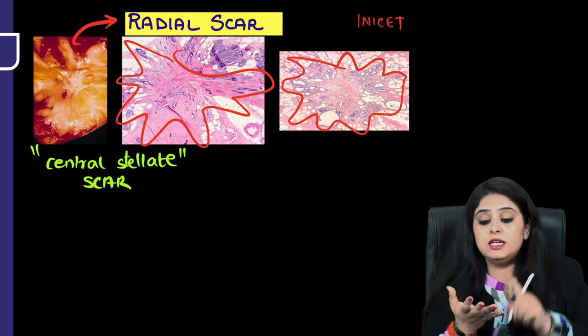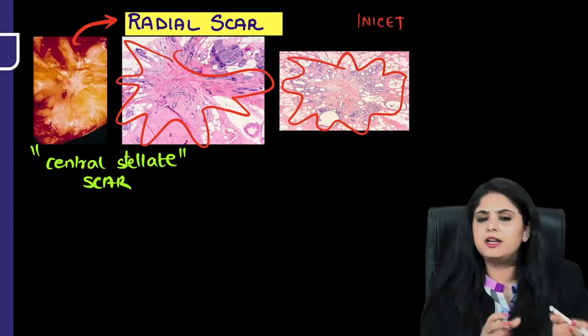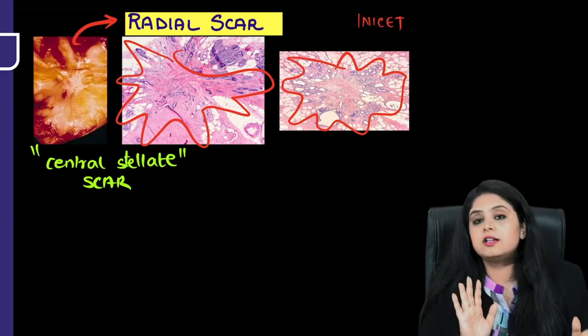And I gave you kidney, liver, pancreas. We've done that list earlier. Breast wala I just wanted to revise. Now let us start off with the tumors.